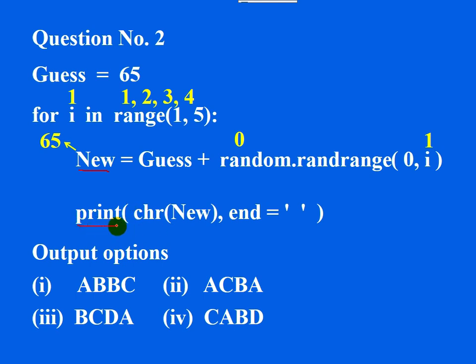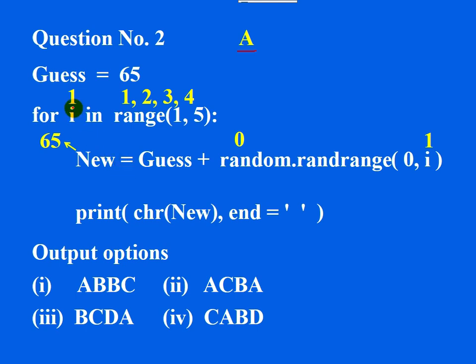What is the output of the print statement? chr is a function, and what this function does is the character equivalent for this integer is returned as the answer. Variable new contains 65. What is the character equivalent for 65? Capital A. So on the computer's monitor you get the answer capital A.